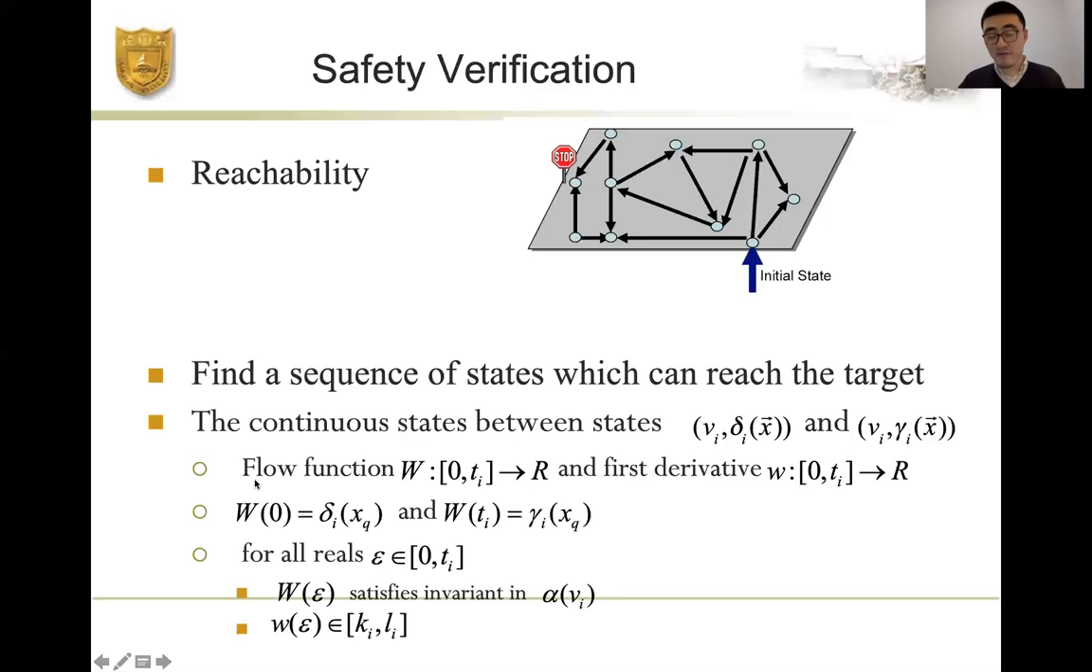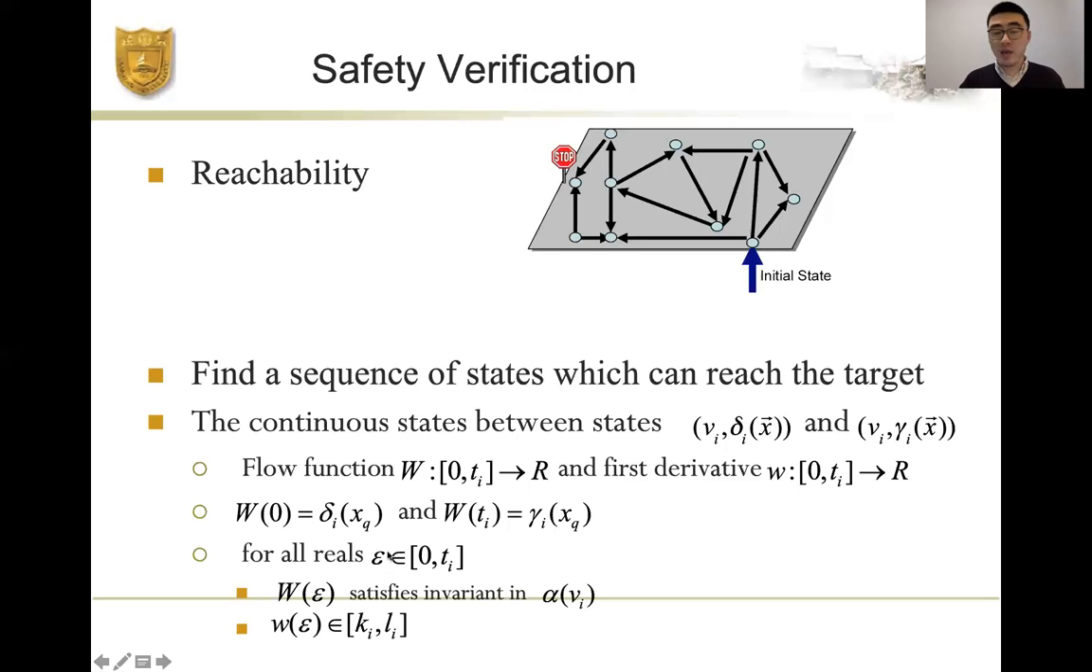First, they should have a flow function, the big W. The function is from 0 to ti to real. And we also need a first derivative, small w or big W, also from 0 to ti to real. And we have big W(0) equals delta i for a variable x, and W(ti) equals gamma. It means in the first time spot, the value is delta, and after ti time, the value is gamma. And that's not everything. The most difficult part is here.